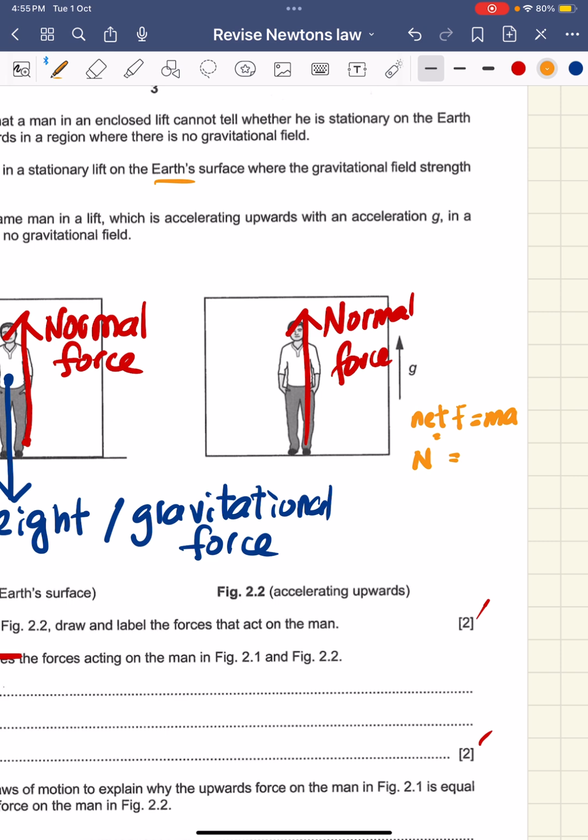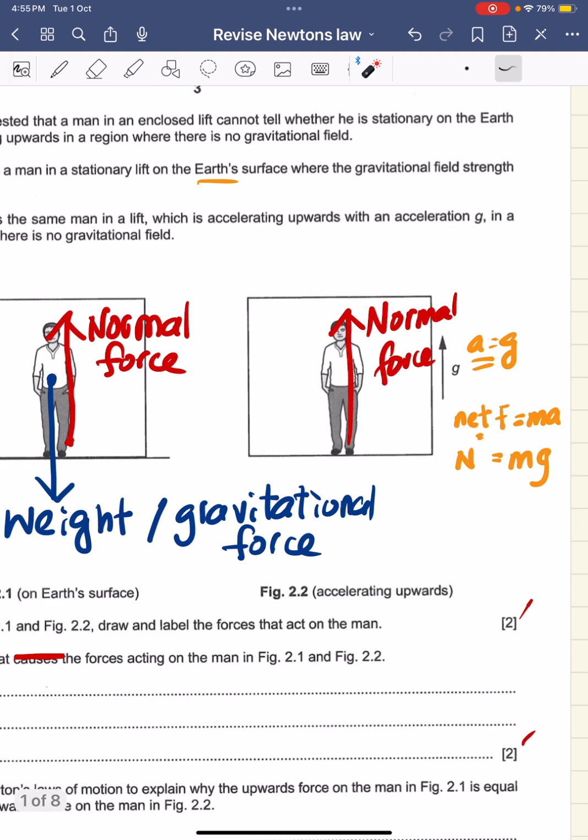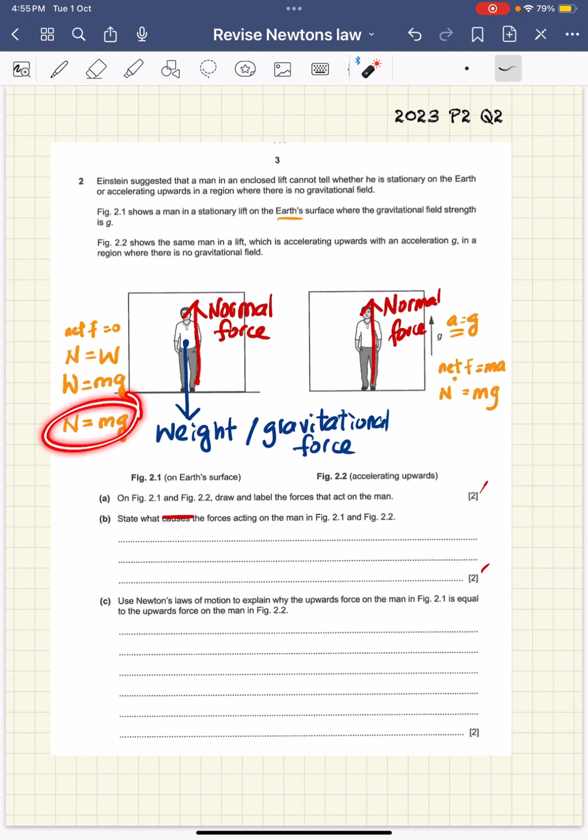And then the other side of the equation, the product ma. The mass of the man doesn't change, but for the acceleration, they gave us that it is just equal to g. So substitute your a by g, and you will see that N is therefore given by a magnitude of mg. Both sides will end up with a magnitude of mg. So this is what part C wants you to explain. That is all.